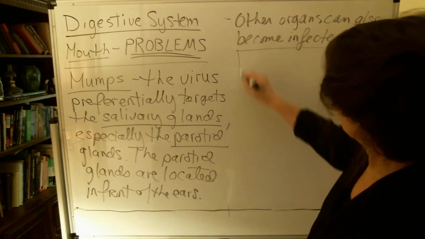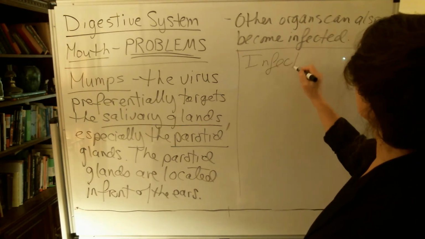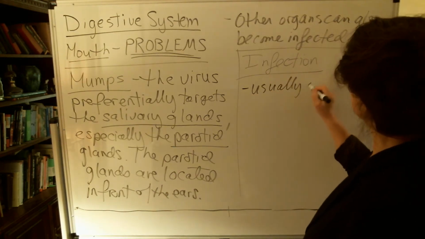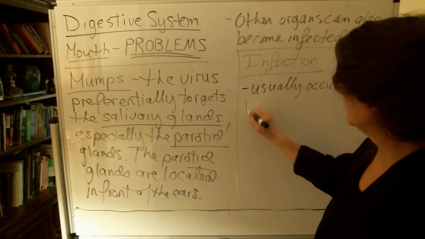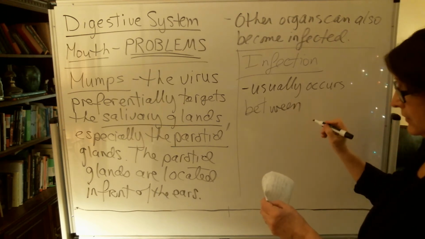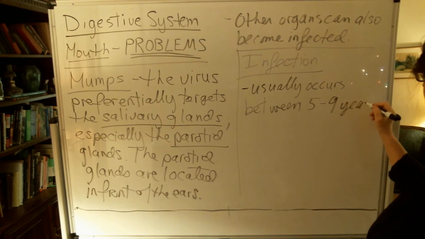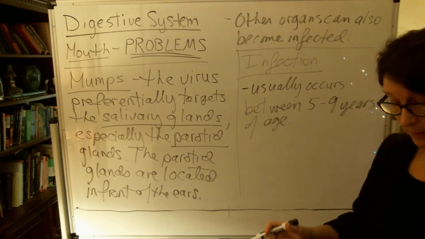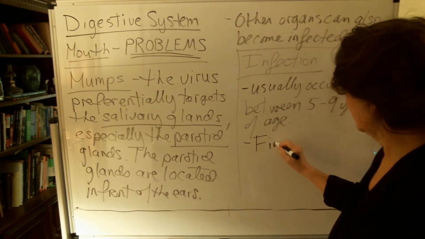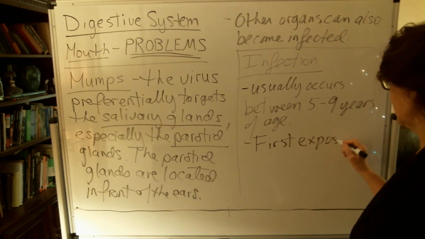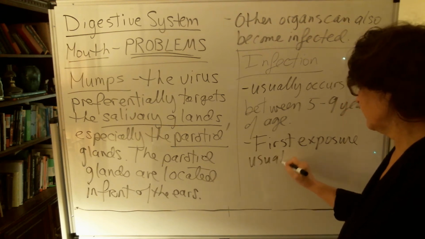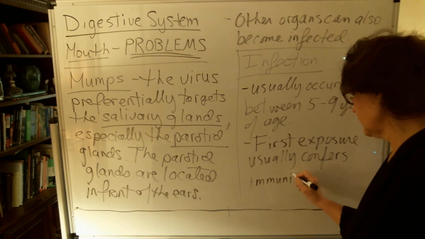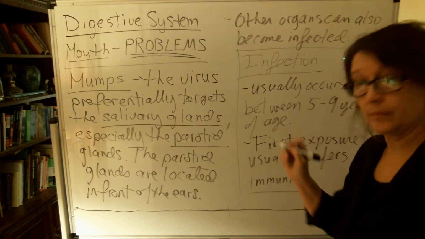So, the infection itself, then. This usually occurs in people between 5 and 9 years of age. It is one of those classic childhood diseases. I had the mumps. And first exposure usually confers immunity. Okay, what do I mean by that?